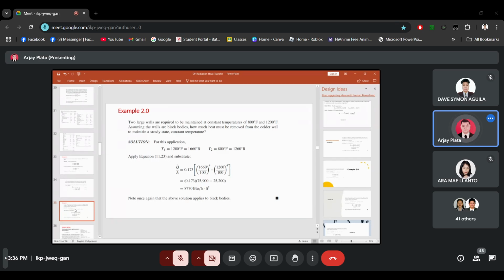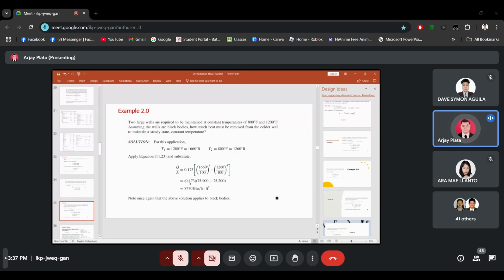So it's just about getting the value of Q. We can use this equation, Q over A equals 0.173 times (TH over 100) to the fourth minus (TC over 100) to the fourth, where TH is now 1660 and TC is 1260. That gives us minus 8770 BTU per hour feet squared.